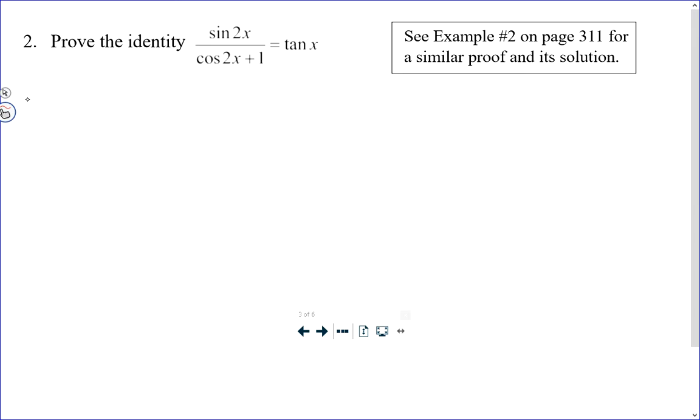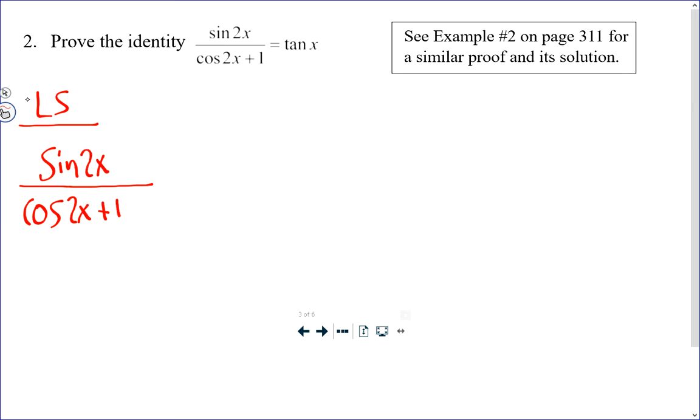Example 2 asks us to prove this identity. On the left-hand side, we have sine of 2x over cosine of 2x plus 1. And on the right-hand side, we have tan of x. Since the right-hand side is really quite simple, my goal here is not going to be to try to turn tan of x into that beast on the left. What I'm going to do is use all of my skills to see if I can turn the left-hand side into tan of x. Now, there are some things that I know from my formula sheet.